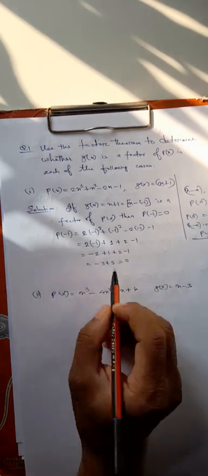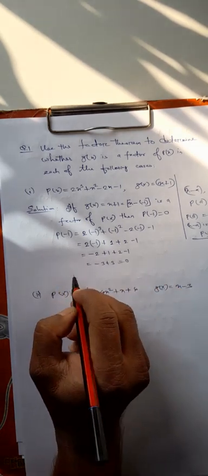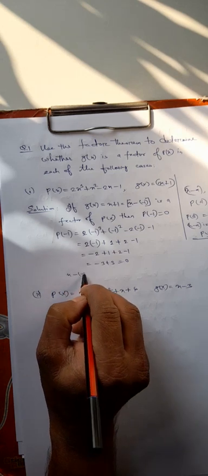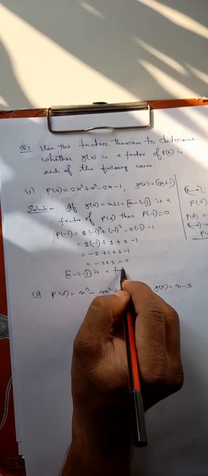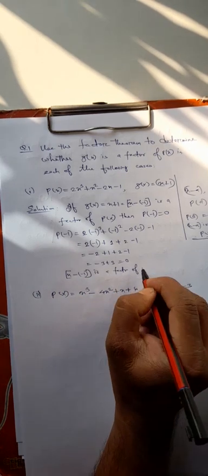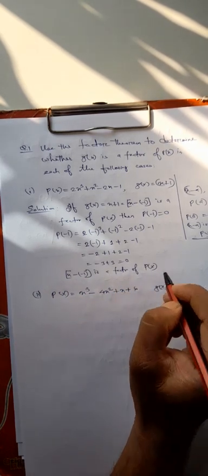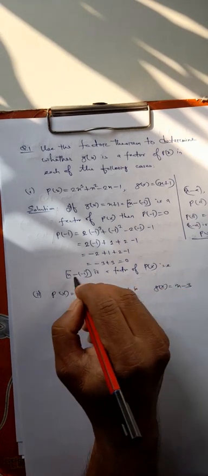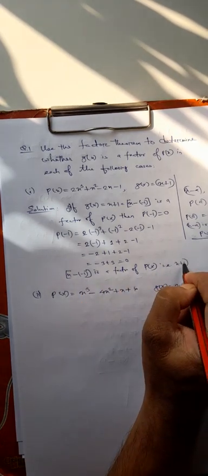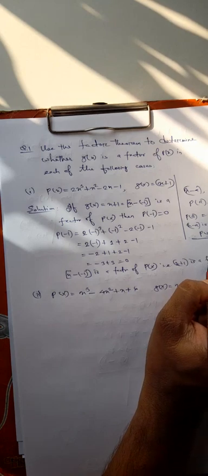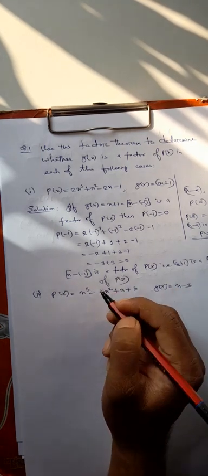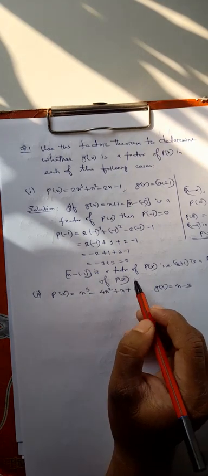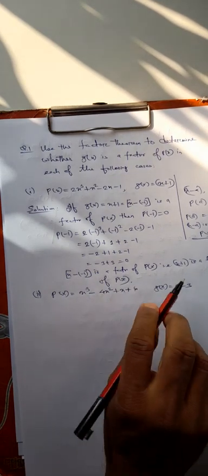Now p(minus 1) equals 0. That means x minus (minus 1), that is x plus 1, is a factor of p(x). That is, g(x) is a factor of p(x), right?